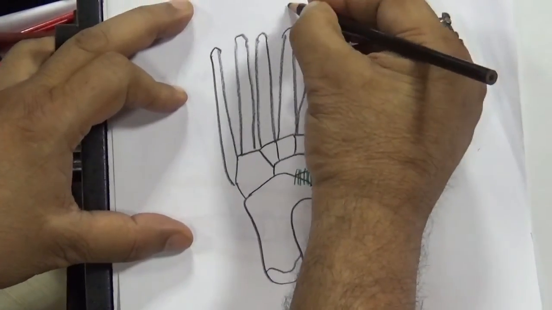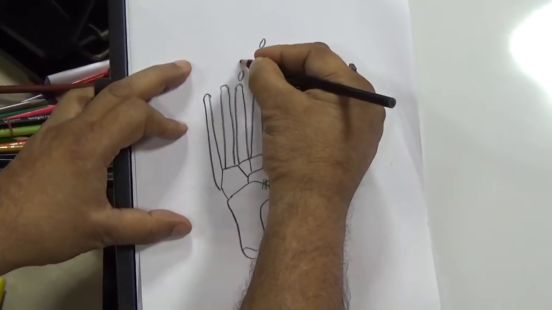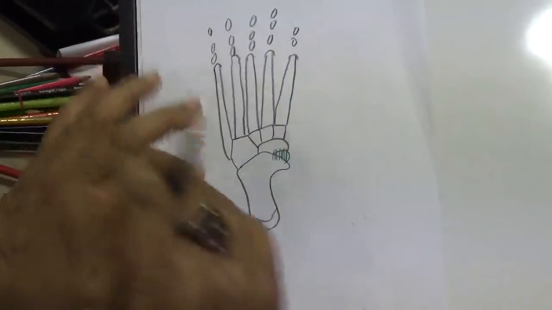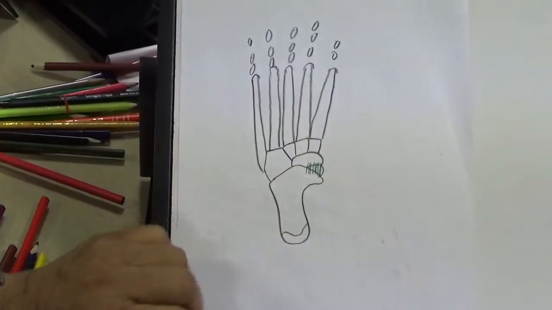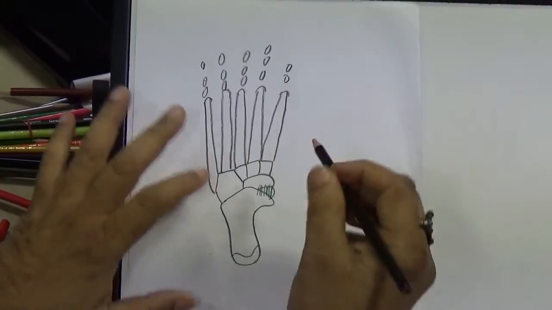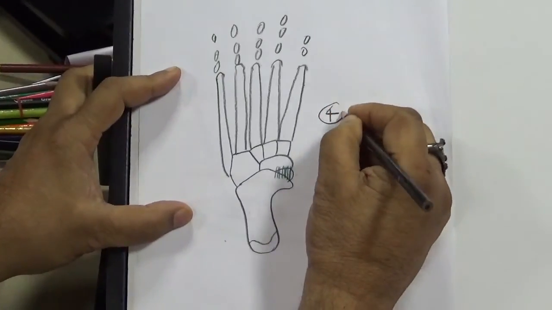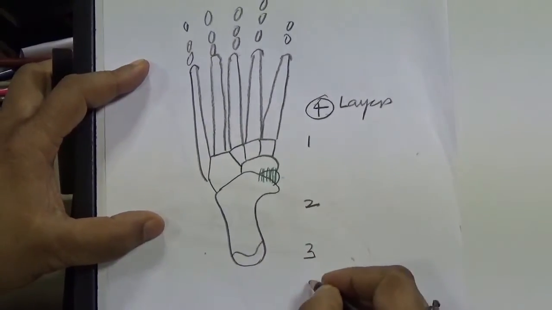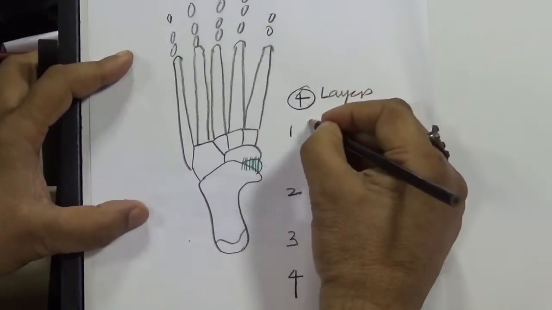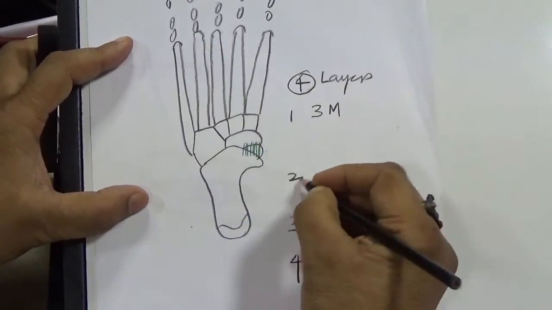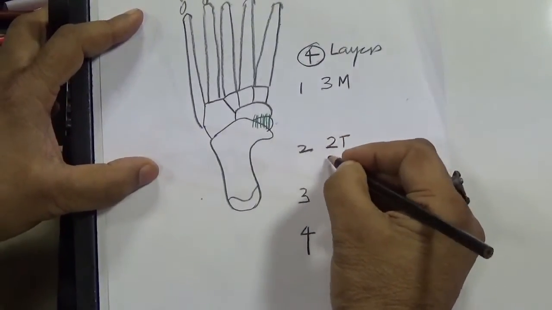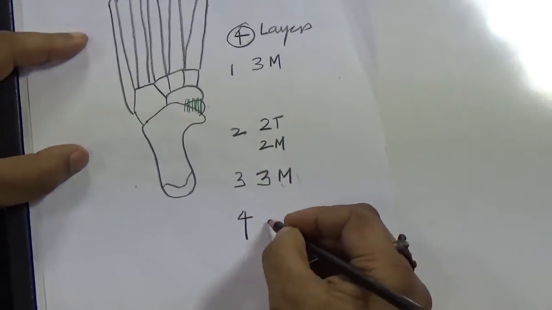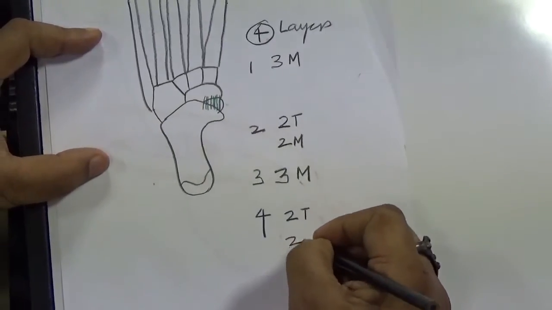So this is the diagram that you must learn to draw. The sole consists of 4 layers: the first, the second, the third, and the fourth. The first layer consists of 3 muscles. The second layer consists of 2 tendons and 2 muscles. The third layer again consists of 3 muscles. And the fourth layer again consists of 2 tendons and 2 muscles.